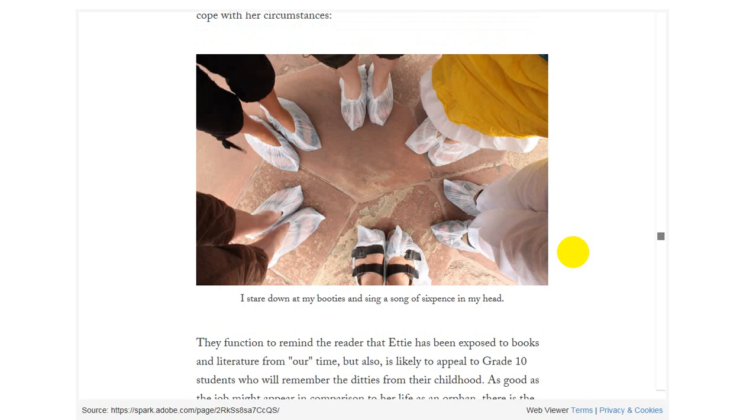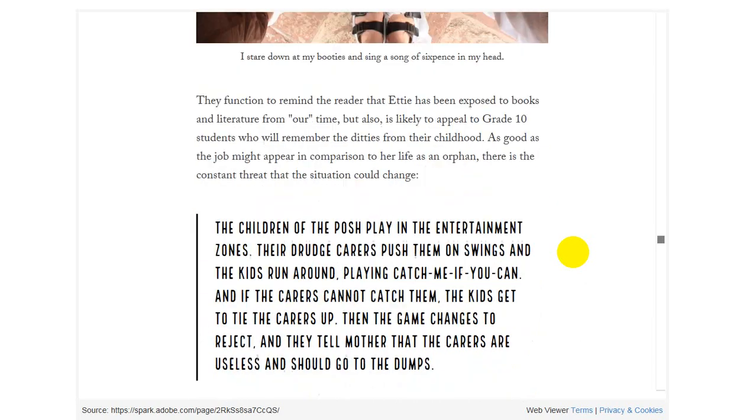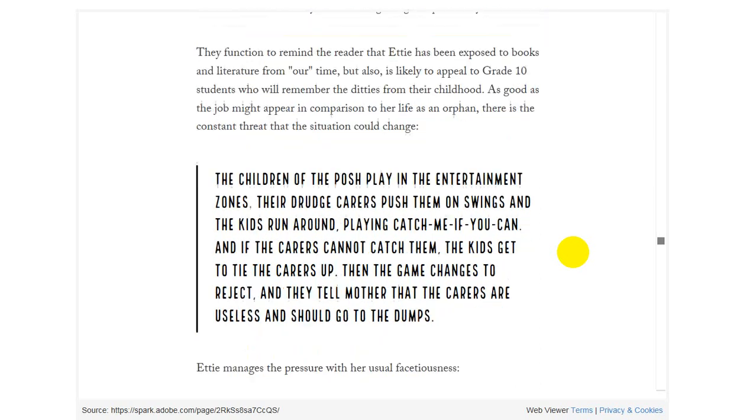escape. "I stare down at my booties and sing a song of sixpence in my head." They function to remind the reader that she's been exposed to books, and I think that grade 10 learners will enjoy this. They'll remember the ditties and references from their own reading and childhood.